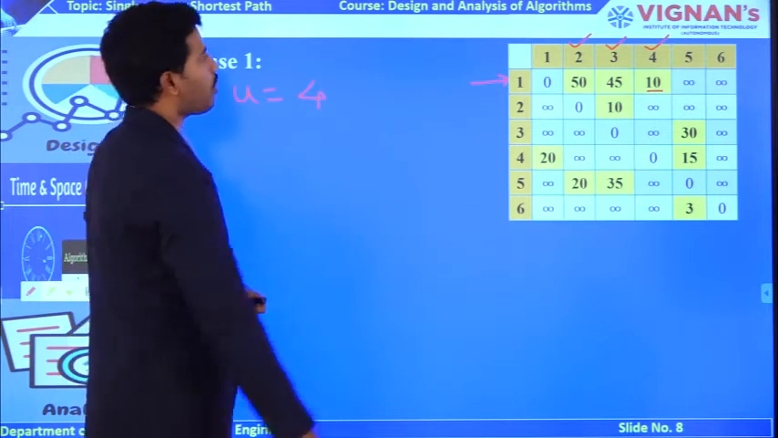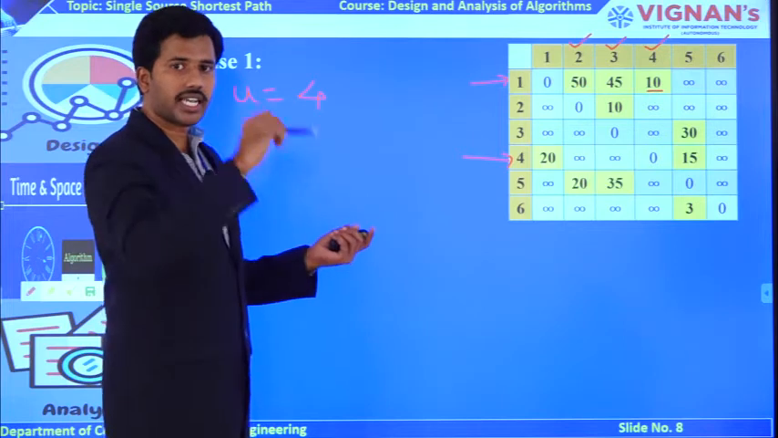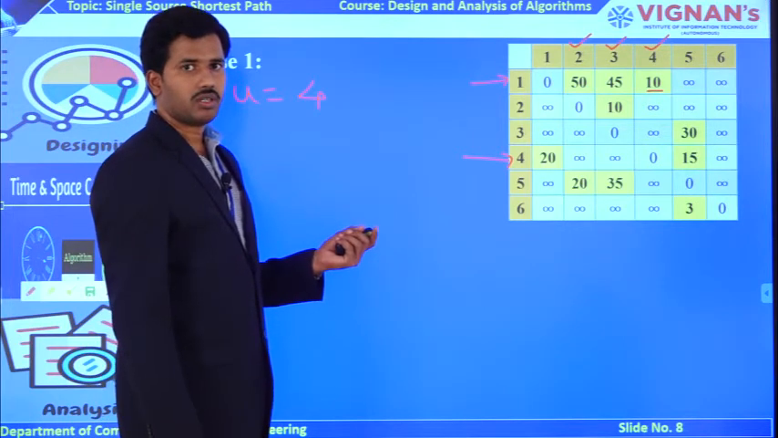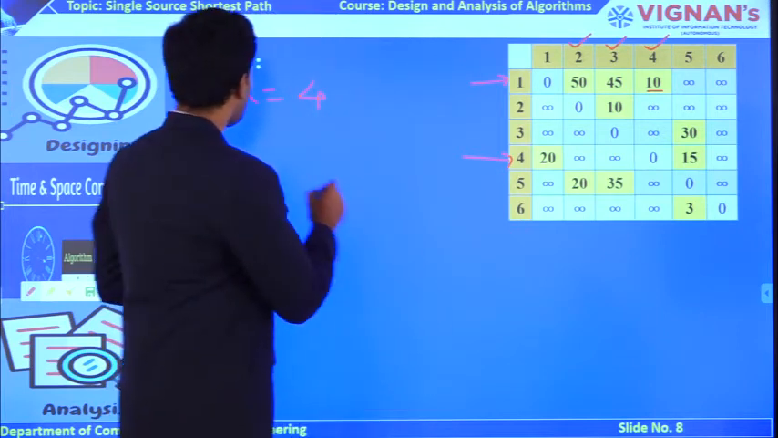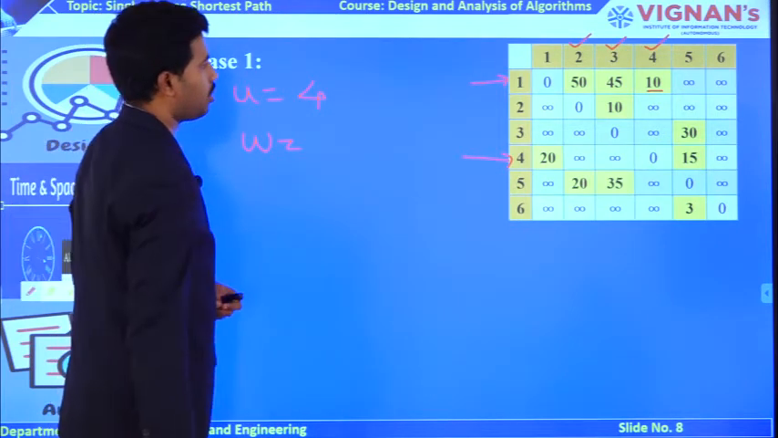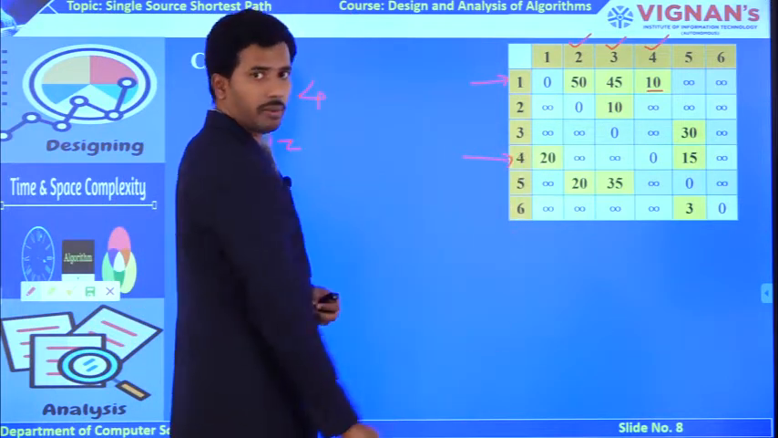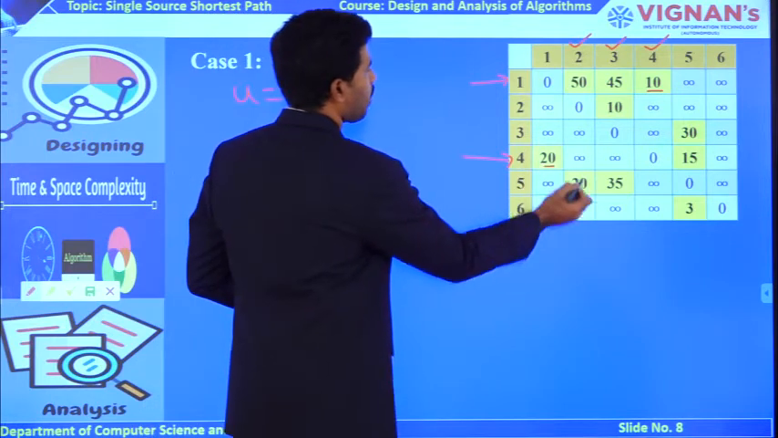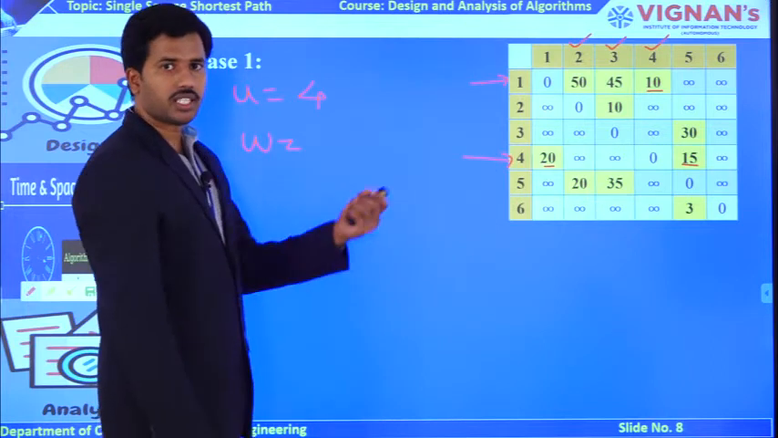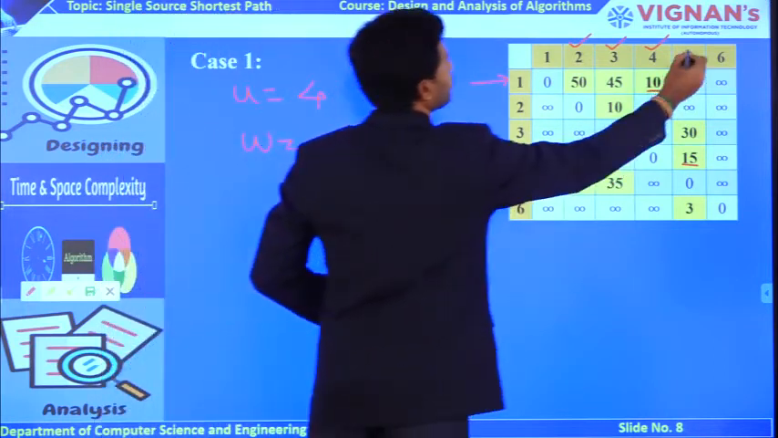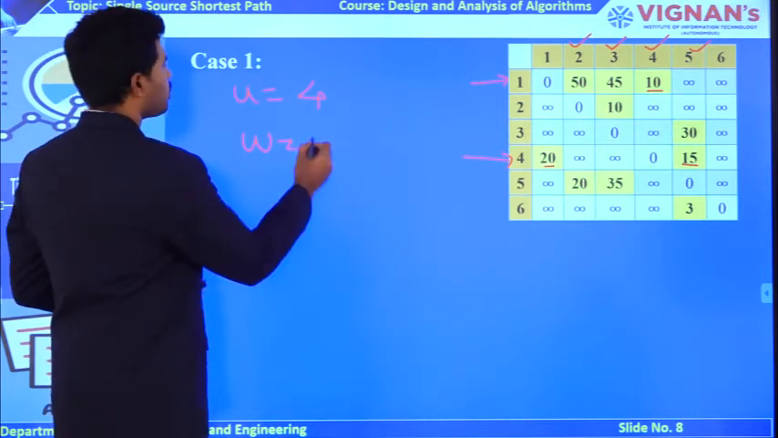So from 1 you go to 4. From 4, what is the next adjacent vertex? To trace the algorithm, if you move to 4, W will become... in how many ways can you move from 4 to the remaining vertices? From 4 you can move to 1, and from 4 you can move to 5. Among these two values, which vertex generates the minimum value? Nothing but 5. So U becomes 4 and W becomes 5.